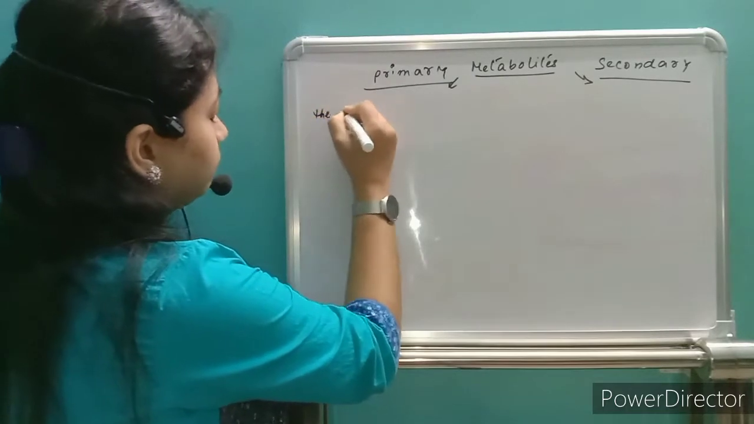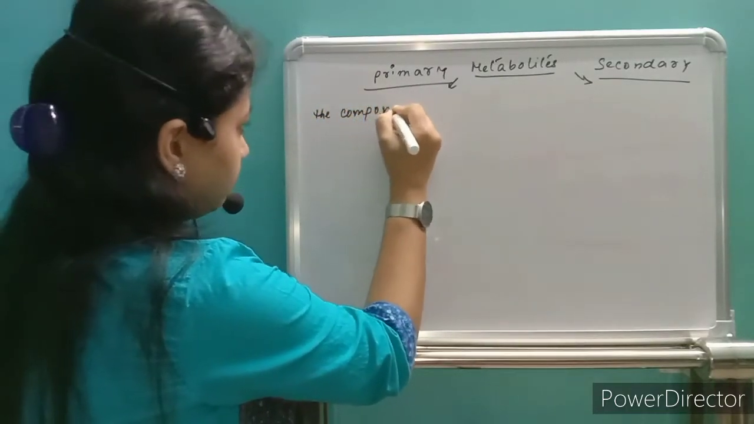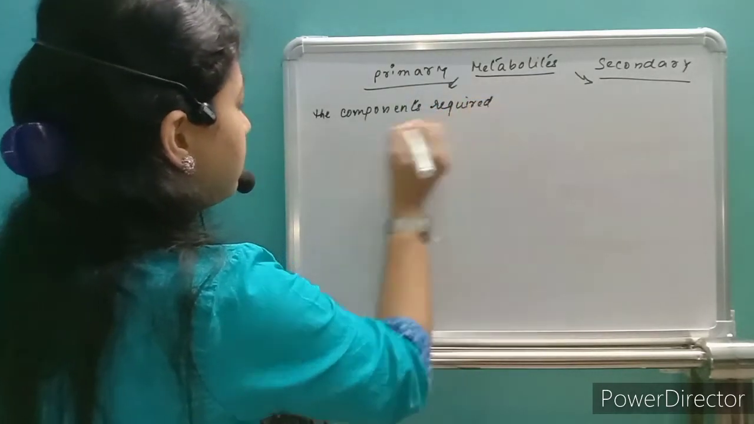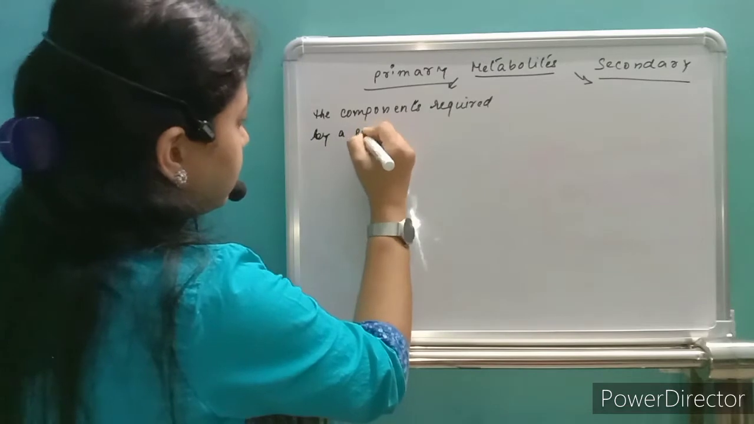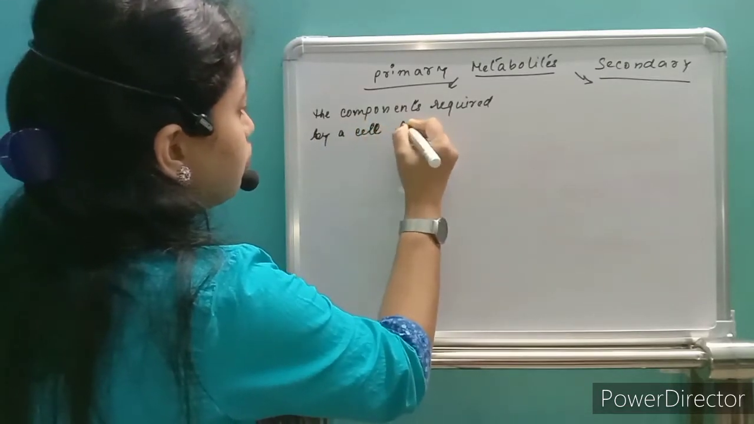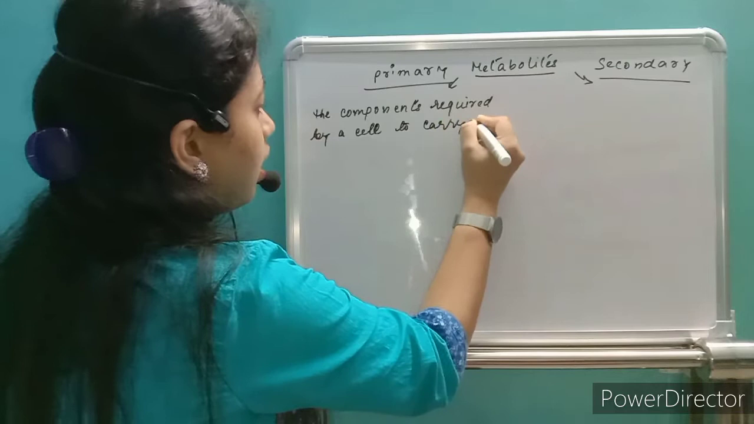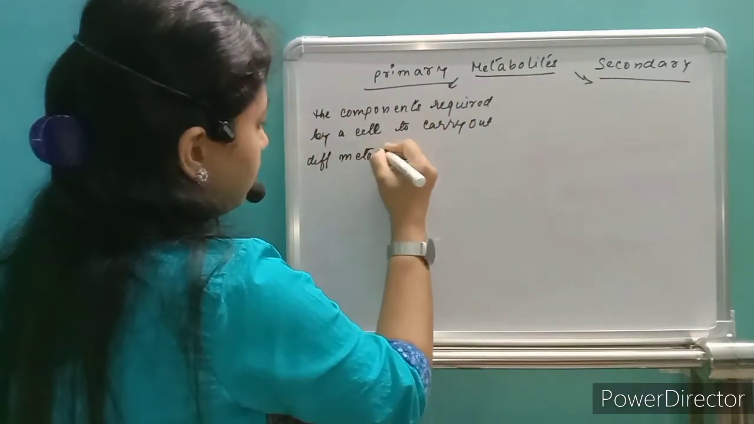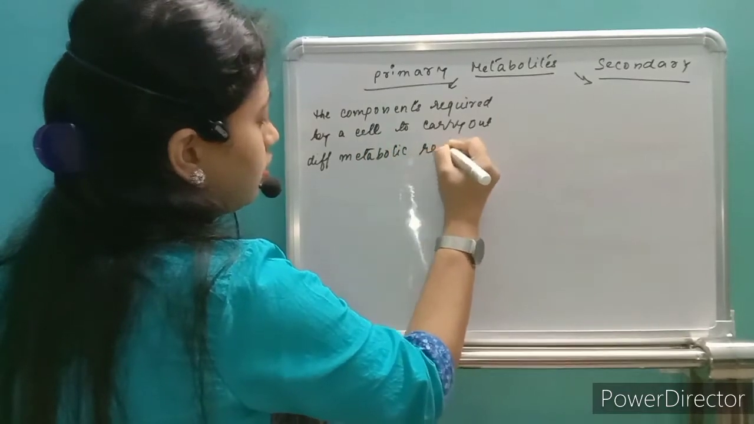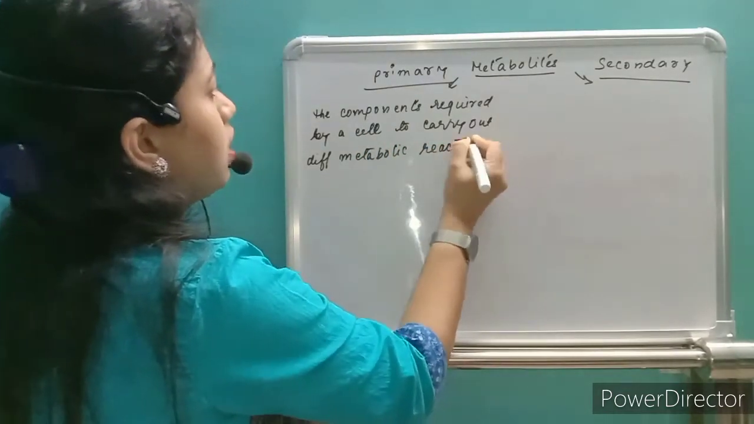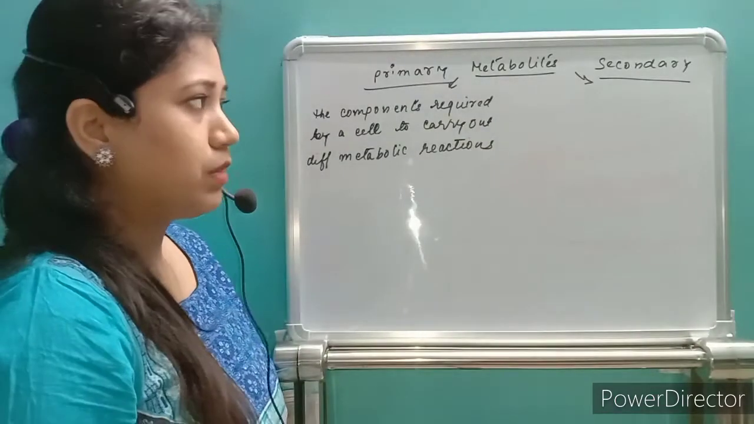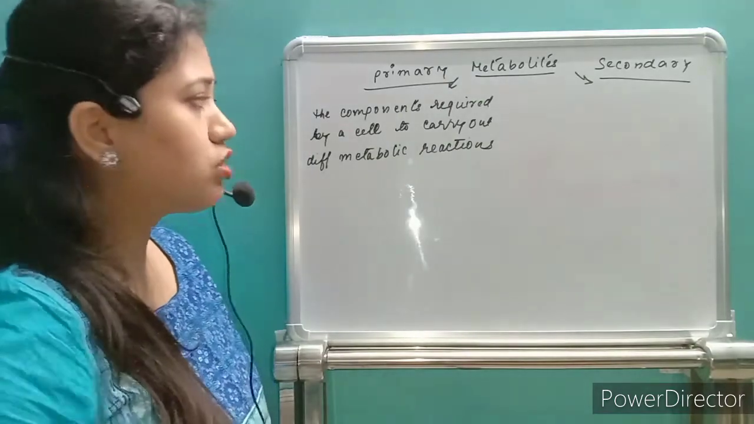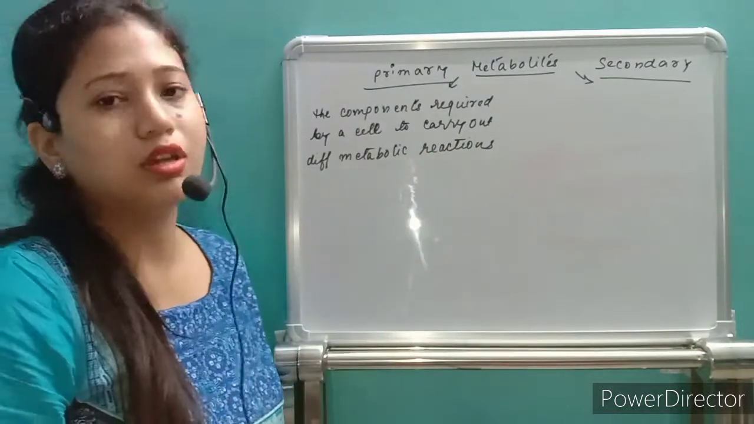So what are the primary metabolites? The components required by a cell to carry out different metabolic reactions are called primary metabolites. But secondary metabolites do not have such functions. They are not at all required to carry out the metabolic reactions.